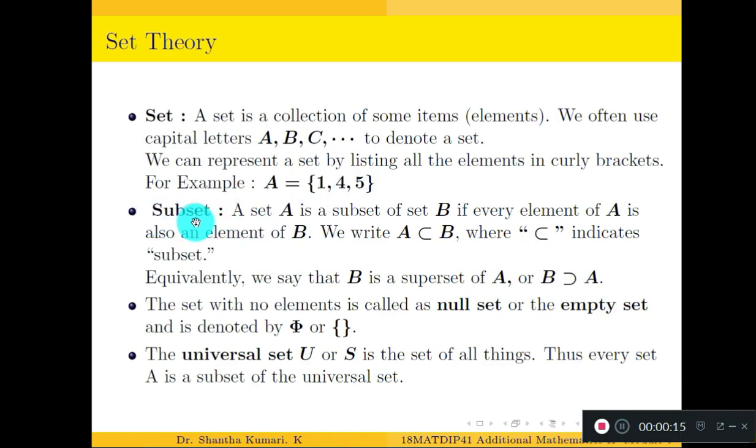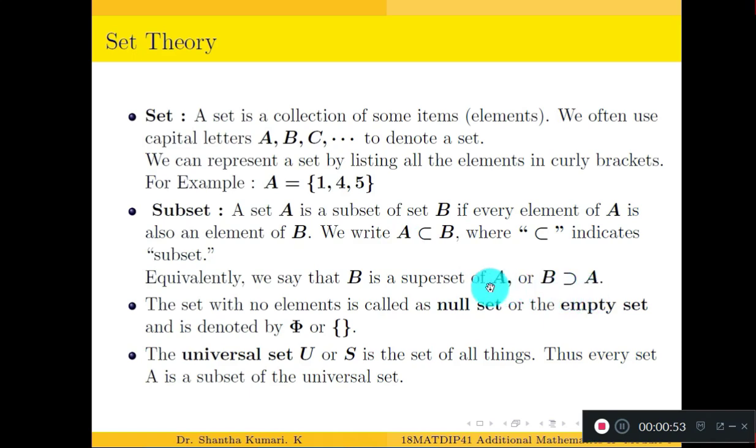Now, what is a subset? A set A is a subset of another set B if every element of A is also an element of B. We read it as A is a subset of B. So this notation indicates the subset. Similarly, we can say that B is a superset of A. A is a subset of B, or B is a superset of A. We use this notation for superset.